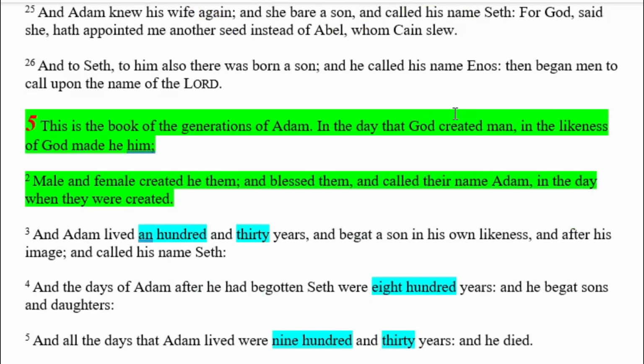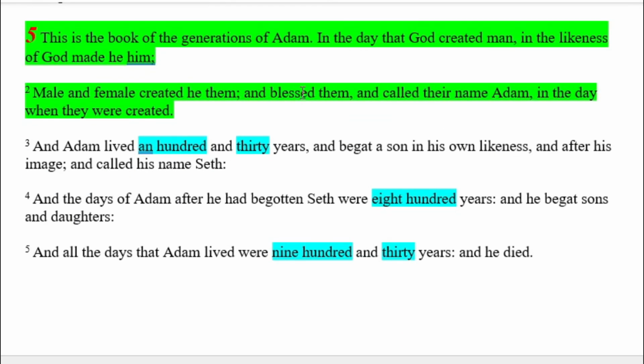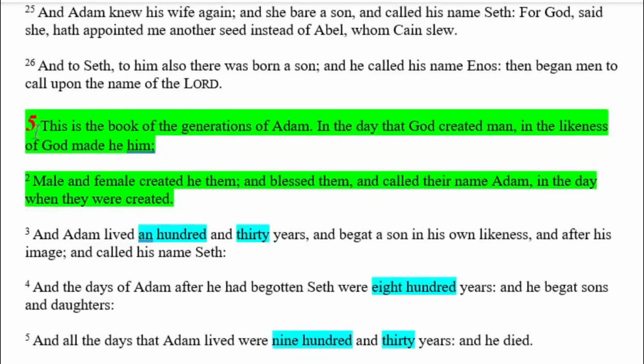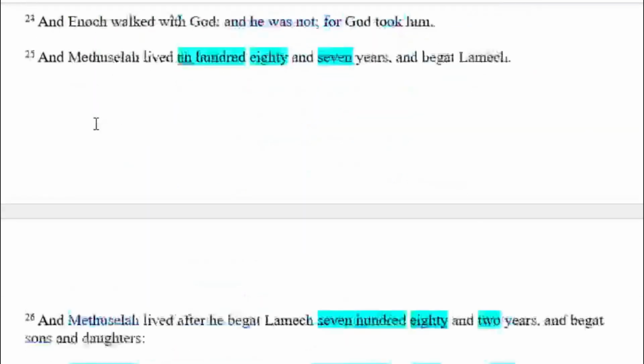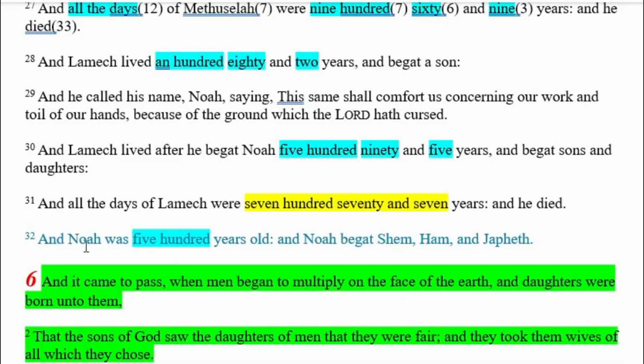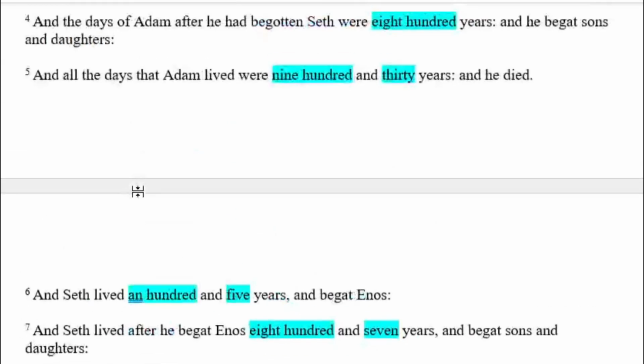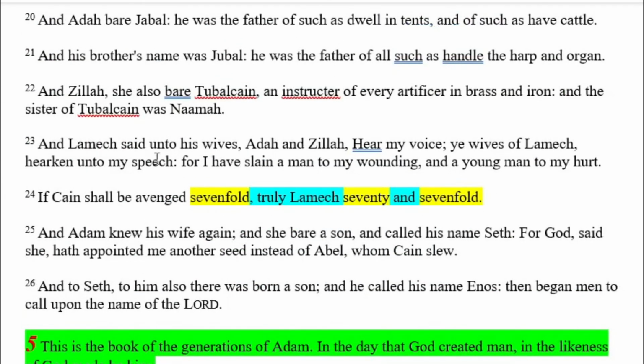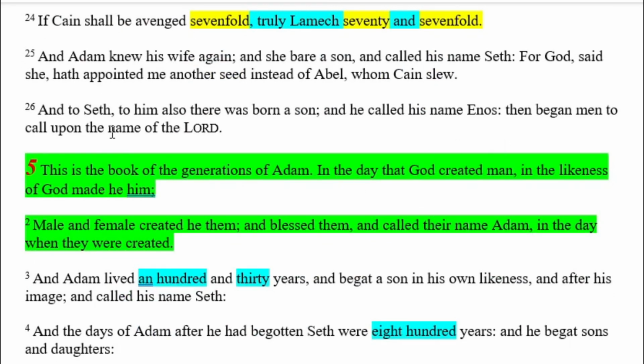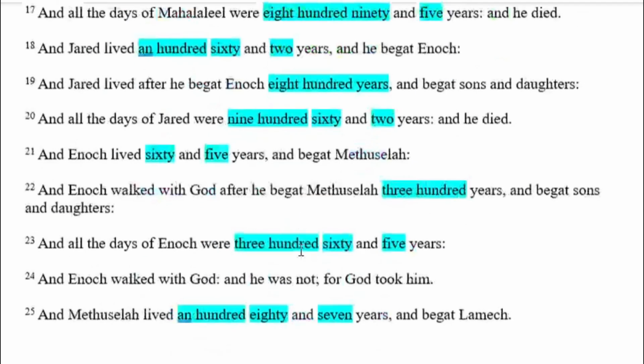Then what happens down here is that we've got a passage that was added in later. This is plugged in. And I'll tell you what, if you take this chapter 5, number 1, all the way out to 32 down here, maybe 31 or 32, if you took that out completely, you wouldn't even miss it. What would happen is it would read like this. And Adam knew his wife again, and she bare a son, and called his name Seth. For God said, she hath appointed me another seed instead of Abel, whom Cain slew. And to Seth, to him also there was born a son, and he called his name Enos. And then began men to call upon the name of the Lord.